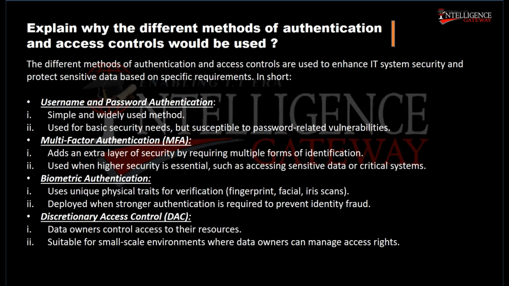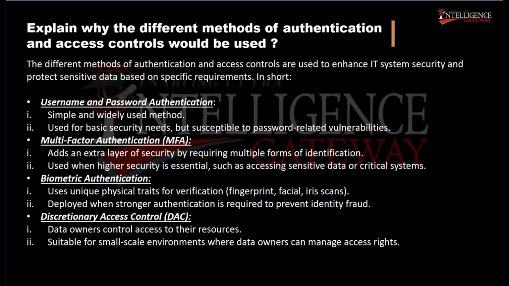Explain why the different methods of authentication and access controls would be used. The different methods of authentication and access controls are used to enhance IT system security and protect sensitive data based on specific requirements. In short, username and password authentication is a simple and widely used method, used for basic security needs, but susceptible to password-related vulnerabilities. Multi-factor authentication (MFA) adds an extra layer of security by requiring multiple forms of identification, used when higher security is essential, such as accessing sensitive data or critical systems.